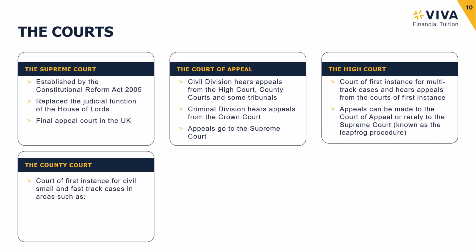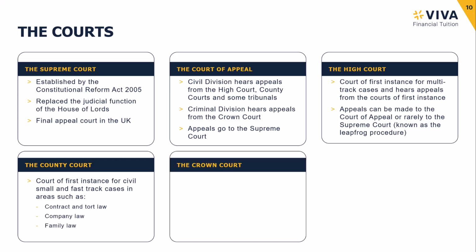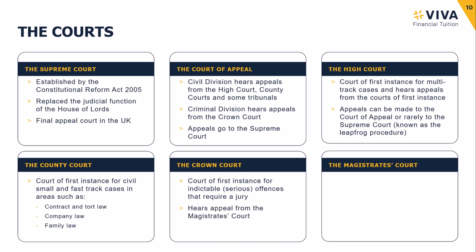County Court, so court of first instance for civil cases, small and fast track. Kinds of things you'd find in there would be contract and tort law, company law and family law. Crown Court, so court of first instance for indictable offences, they're called serious offences that require a jury. It hears appeals from the Magistrates Court. And then we've got the court of first instance of magistrates for summary offences.